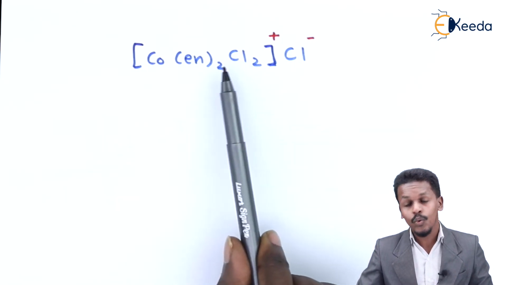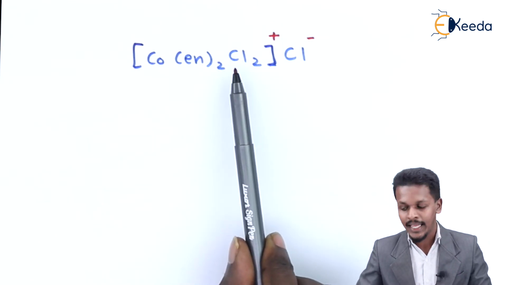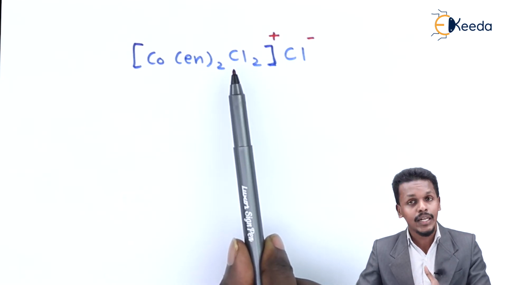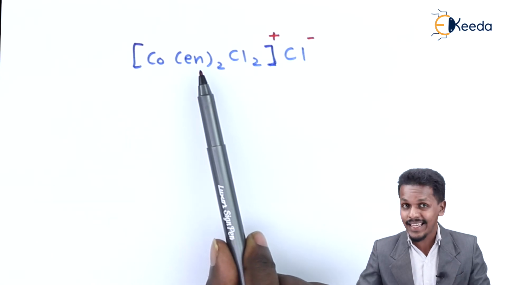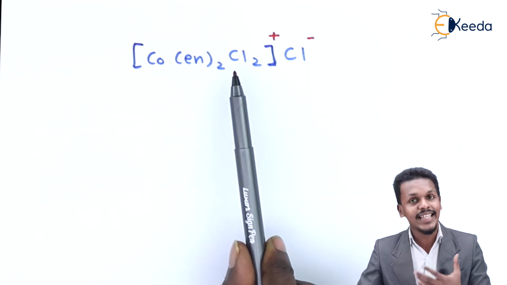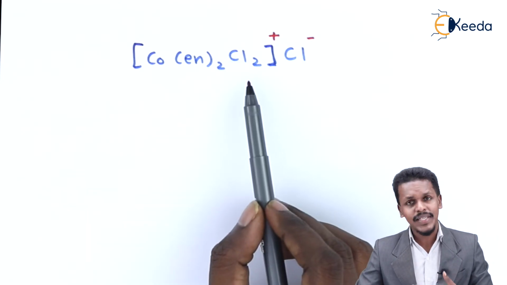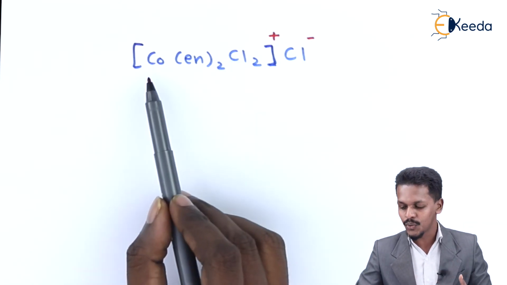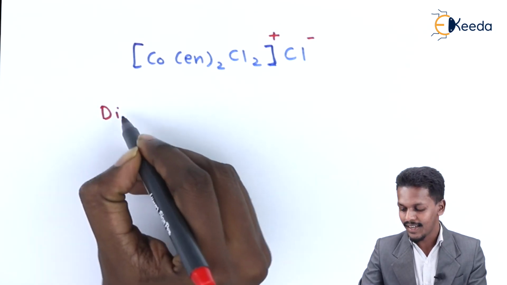So here there are two different kinds of ligands, one is ethylene diamine and the other is chloro. Here we can find that chloro comes first alphabetically, as it starts with C, while ethylene diamine starts with E. So in that case we have to provide the name of the chloro first, and since 2 chloro are attached to this cobalt, we could name this as dichloro.